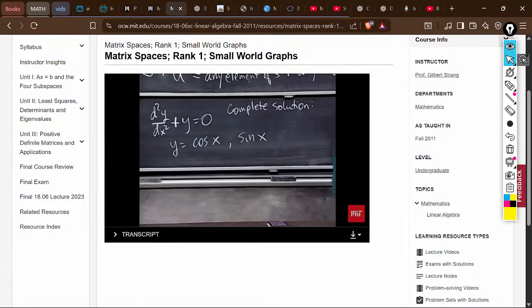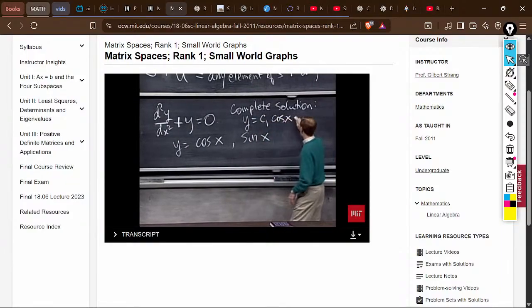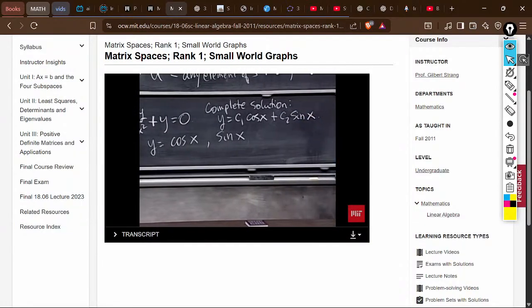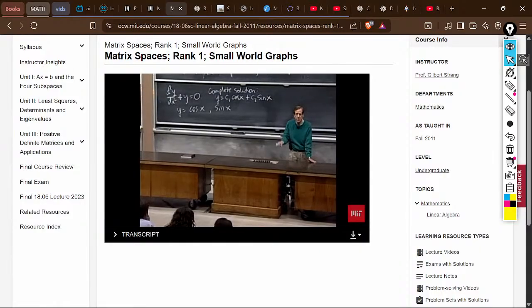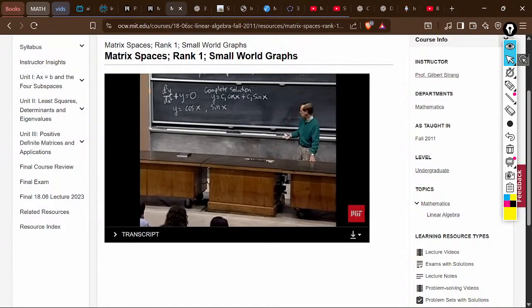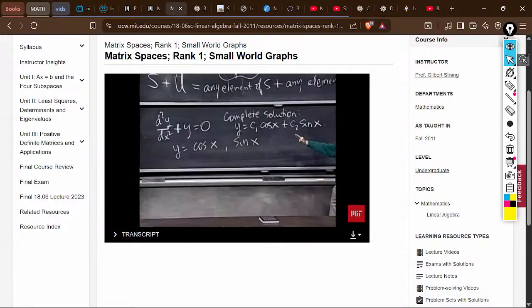A combination. Yeah, combination. The solution is y equals some multiple of the cosine plus some multiple of the sine. Obviously, that's a vector space. What's the dimension of that space? What's the basis for that space? Okay, let me ask you a basis first. If I take the set of solutions for that second order differential equation, those are the solutions. What's the basis for that space?